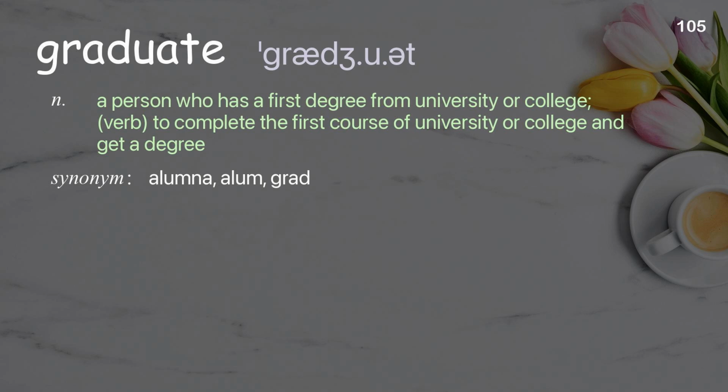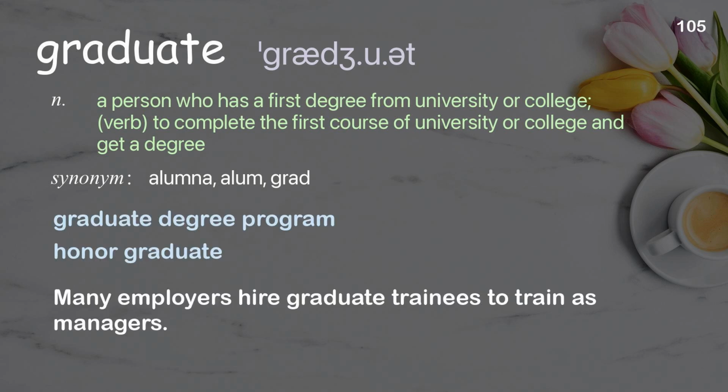Graduate. A person who has a first degree from university or college. Verb, to complete the first course of university or college and get a degree. Examples: Graduate degree program. Honor graduate. Many employers hire graduate trainees to train as managers.